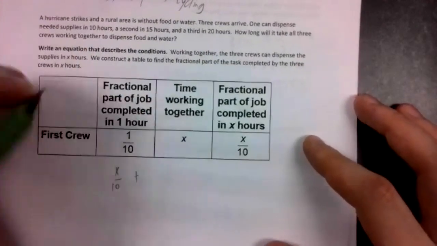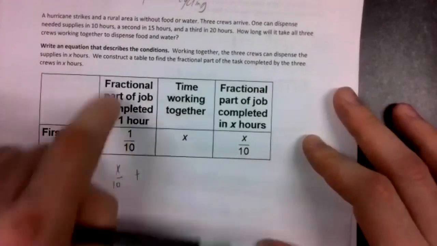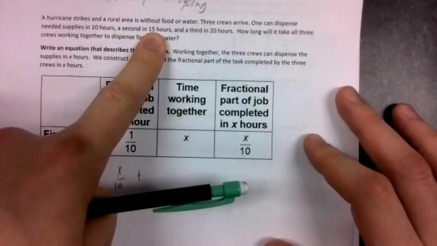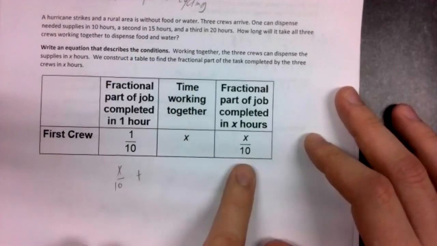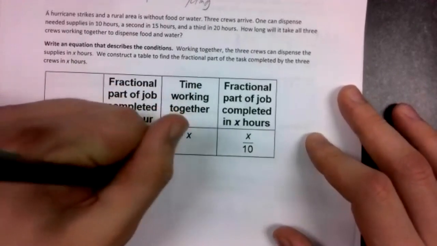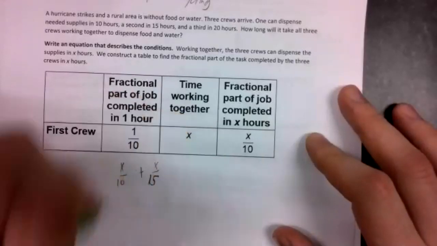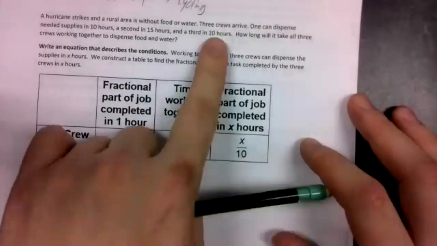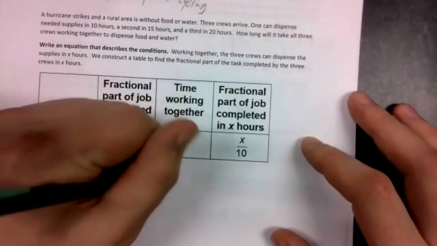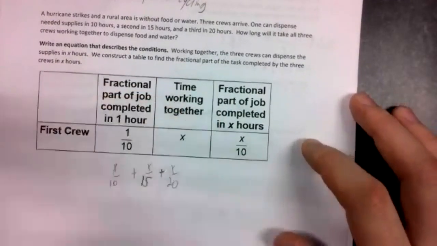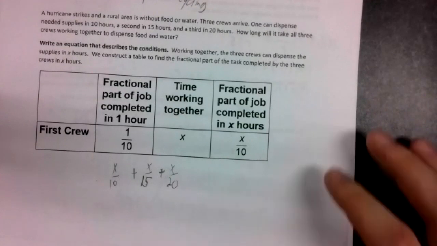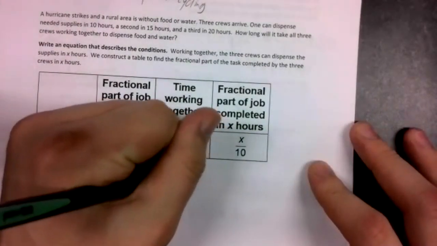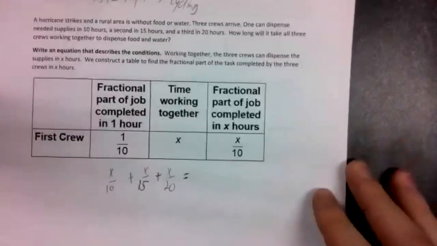In the second crew, it's going to be something very similar, right? Our fractional part for the second one is 1 over 15. But we know that they worked for X hours together. So instead of X over 10, it's going to be X over 15. Right? And then lastly, we have the third one that does it in 20. So we have X over 20 that we add to it. Okay? And then the final question is, what is this equal to?